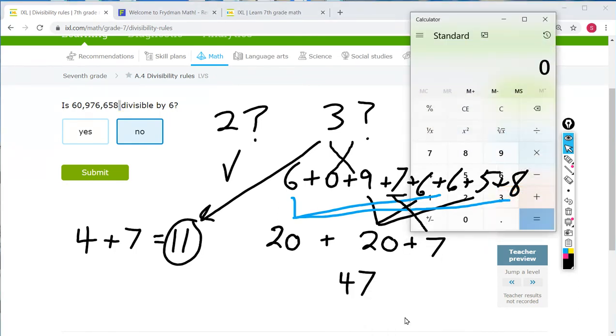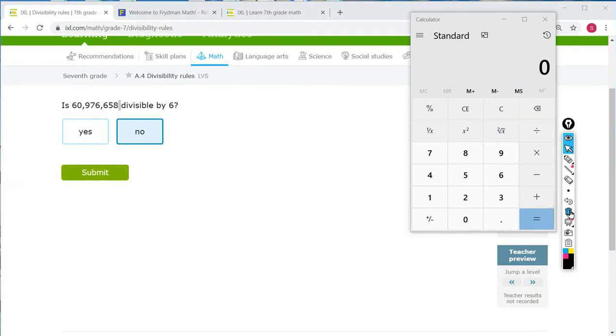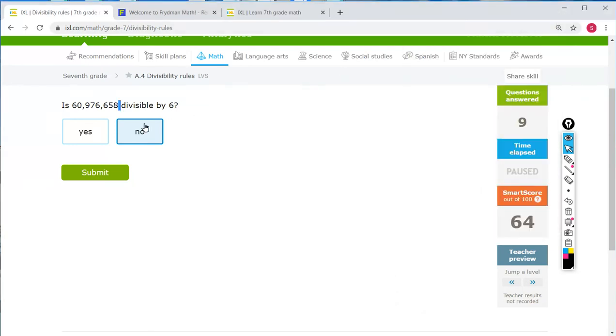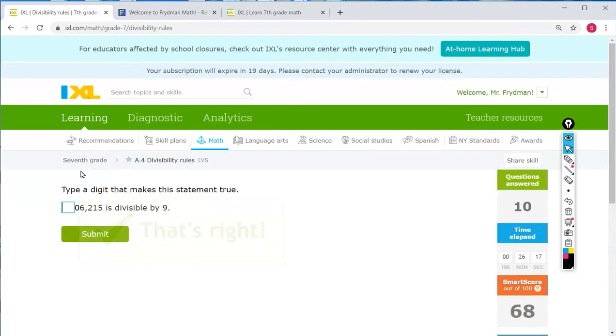And again, we can check that pretty easily by doing 60,976,658 divided by 6, and you can see we get 0.3333. So we get a 0.3 repeating there. Okay, so we don't get a whole number for our answer. So the answer for this problem is no, this number is not divisible by 6. Submit. Whew, took a while, right?